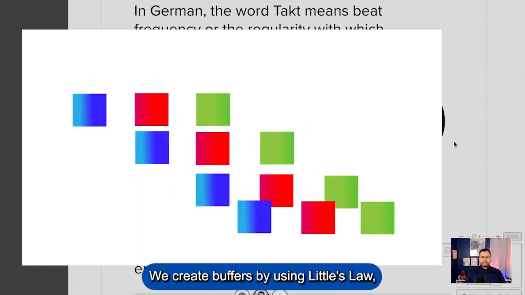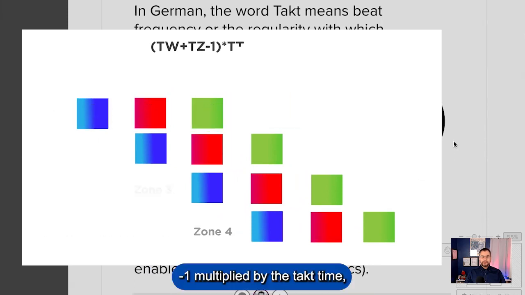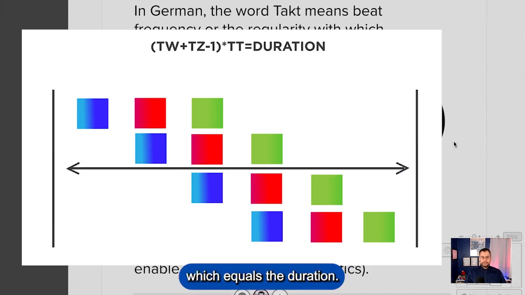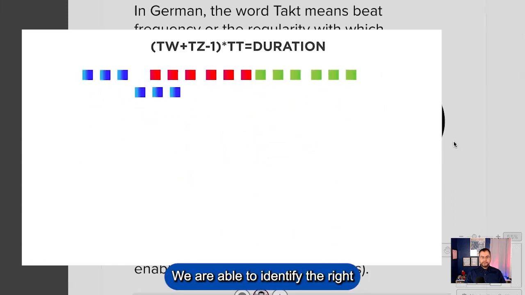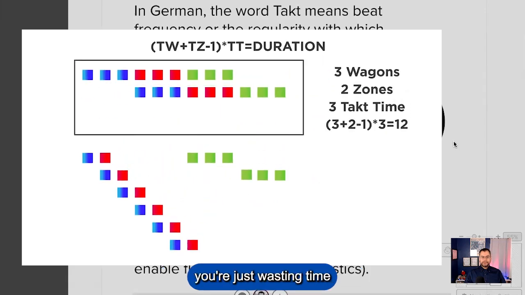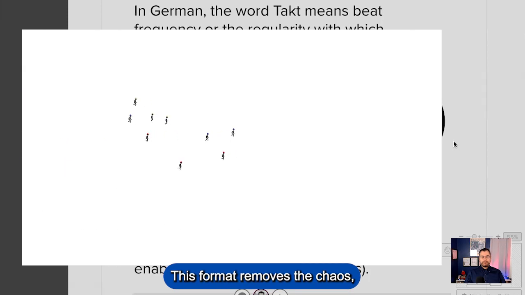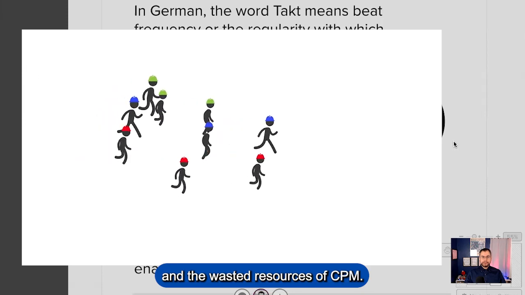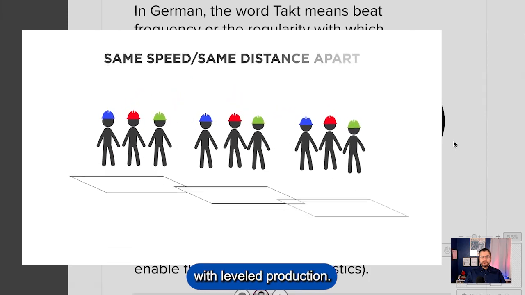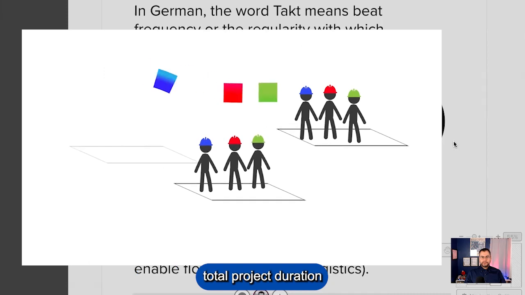We create buffers by using Little's Law, which is takt wagons plus takt zones minus 1, multiplied by the takt time, which equals the duration. We're able to identify the right zoning to optimize your schedule and find those buffers. Without this, you're just wasting time with large batch areas. This format removes the chaos, the pushing, and the wasted resources of CPM. It holds the project to a one-process flow with leveled production. It ensures you have a reasonable overall total project duration.